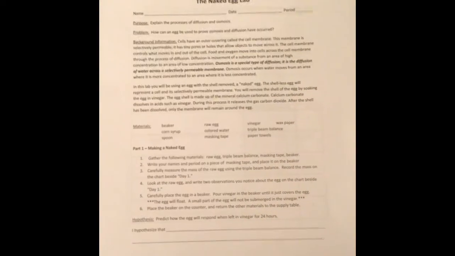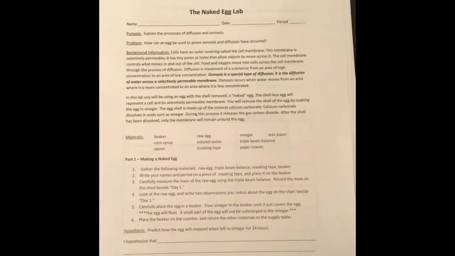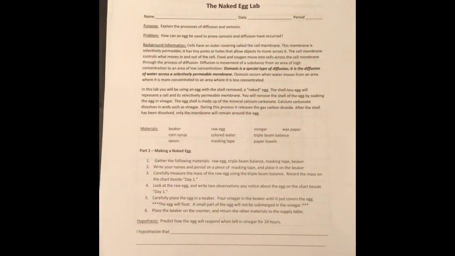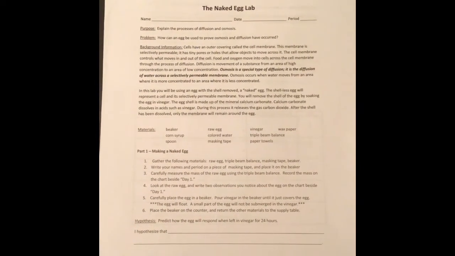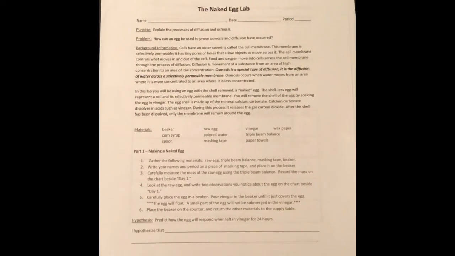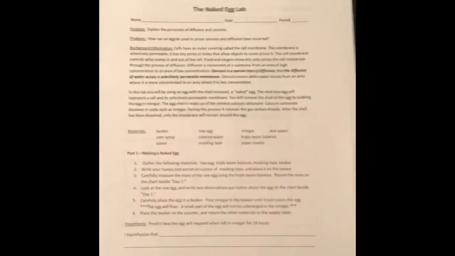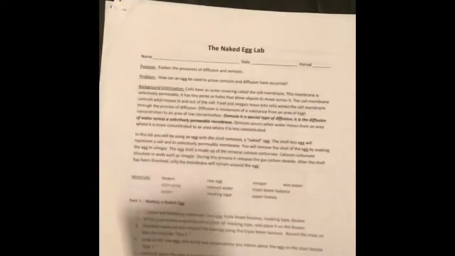I have gathered the following materials: a raw egg, a balance, my labeling tape, and a beaker. I'm going to carefully measure the mass of the raw egg using the balance. Instead of a triple beam balance, it's an electronic balance, so we can get a little bit more accurate. We're now going to begin part one of our experiment.